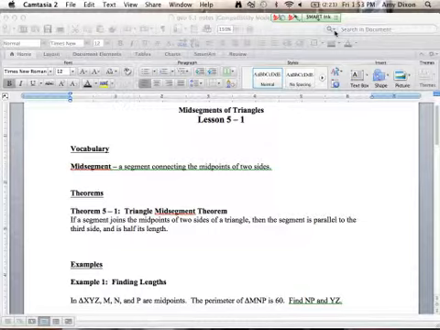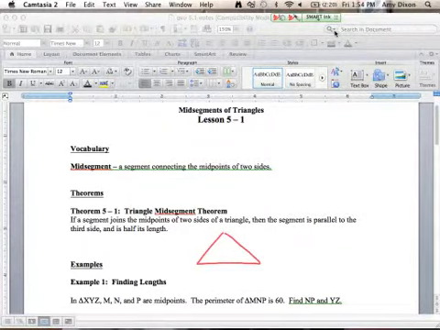Theorem 5.1 says the triangle midsegment theorem. If the segment joins the midpoints of two sides in a triangle, then the segment is parallel to the third side and is half its length. So we're going to draw a picture for that.